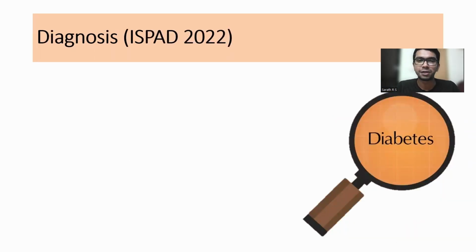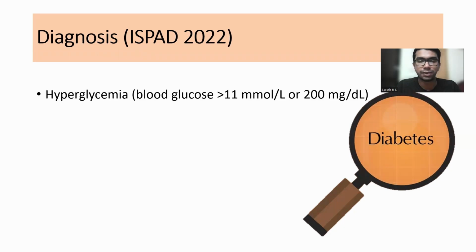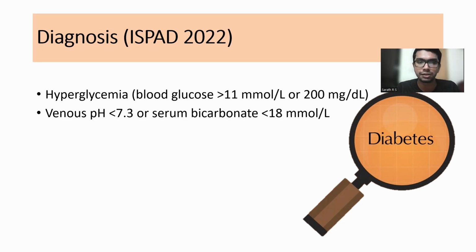Coming to the diagnosis of diabetic ketoacidosis, as per the ISPAD 2022 guideline, we need to satisfy three criteria to establish the diagnosis. The first one is hyperglycemia of more than 200 milligrams per deciliter, or more than 11 millimoles per liter. The second one is a venous pH of 7.3 or less, or serum bicarbonate of less than 18 millimoles per liter. The third one is ketonemia or ketonuria.